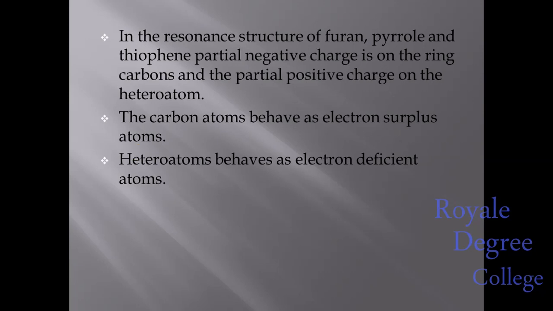In the resonance structures of furan, pyrrole and thiophene, the partial negative charge is on the ring carbon and the partial positive charge is on the heteroatom. The carbon atom behaves as an electron surplus atom, and the heteroatom behaves as an electron deficient atom, isn't it?